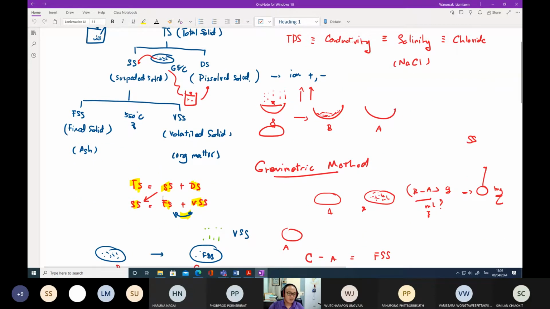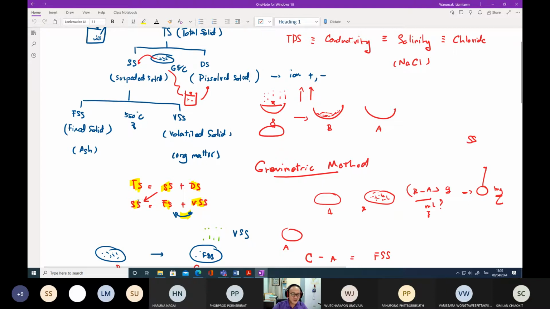According to this relationship, the total solids must be equal to the suspended solids plus the dissolved solids. This is actually a fact. And the suspended solids is also equal to fixed solids plus volatile suspended solids. So be careful, because these are facts. Whenever you get a value, it should correspond with this relationship. Total solids must be equal to the suspended solids plus dissolved solids. Dissolved solids, or suspended solids, on their own cannot be greater than the total solids.